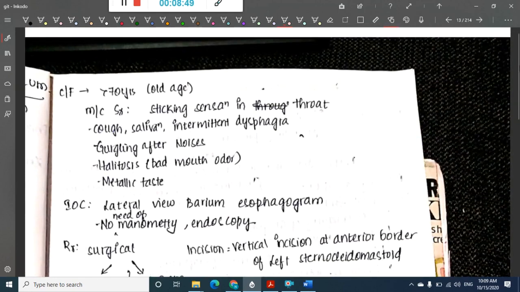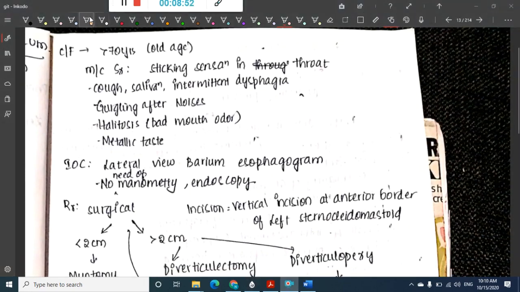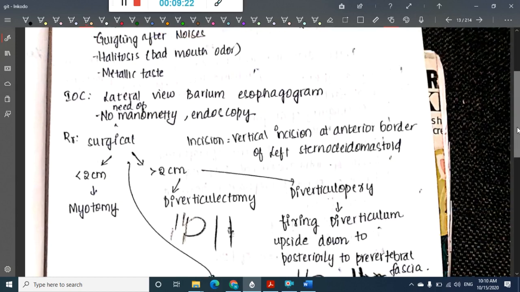Next, let's see the clinical features. In Zenker's diverticulum, the patient mainly presents in old age, that is more than 70 years of age, with a sticking sensation of food in the throat. The patient also presents with cough, salivation, intermittent dysphagia, gurgling around the nose, halitosis, that is bad mouth odor, and a metallic taste can occur. All this occurs because of regurgitation of food from the diverticular pouch, okay.